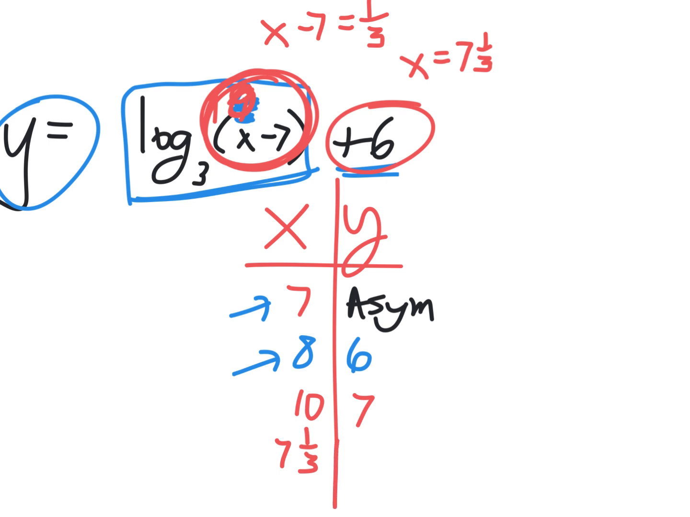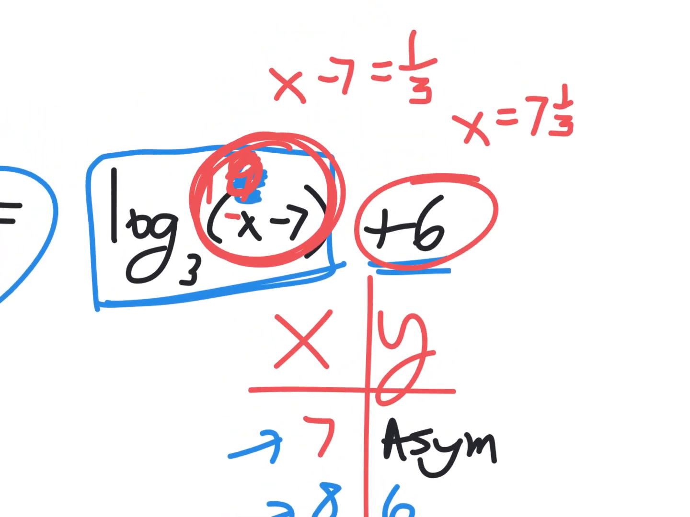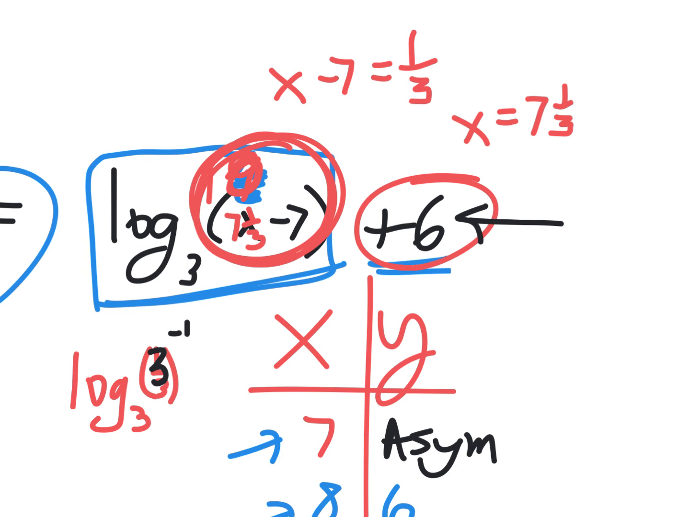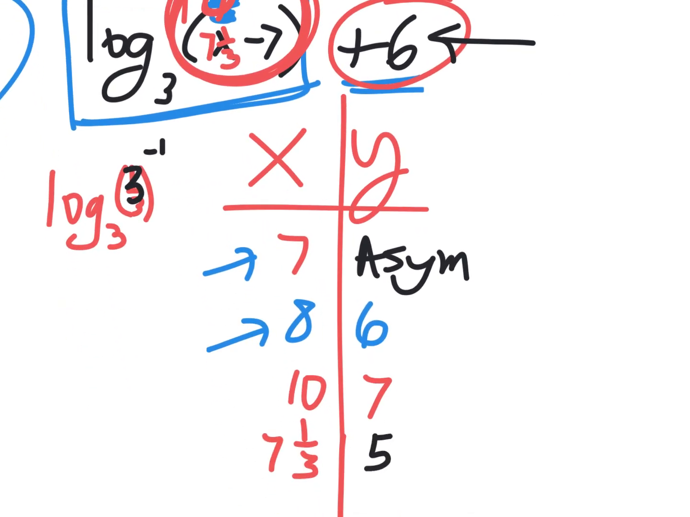It's just a little past 7 on the graph, okay? So when I put in 7 and 1/3 and I take away 7, I'll have 1/3. Why is that good? Because log base 3 of 1/3 works nice. Because that's really 3 to the negative 1. So it comes out to negative 1. Don't forget to add the 6. Negative 1 plus the 6 comes out to 5. And that would be 3 points.